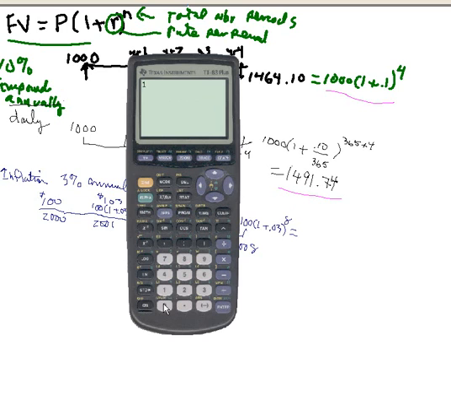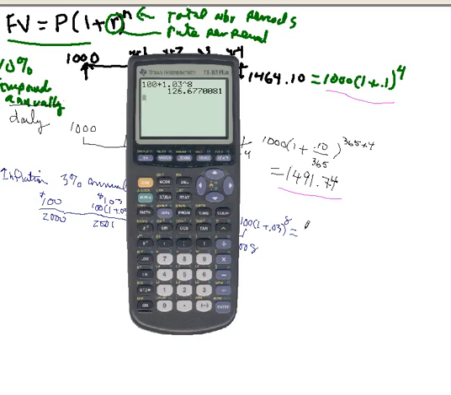We want to calculate 100 times 1.03 raised to the 8th power. Okay, and so what's that going to give us? Well, that gives us a little more than $126, almost $127.